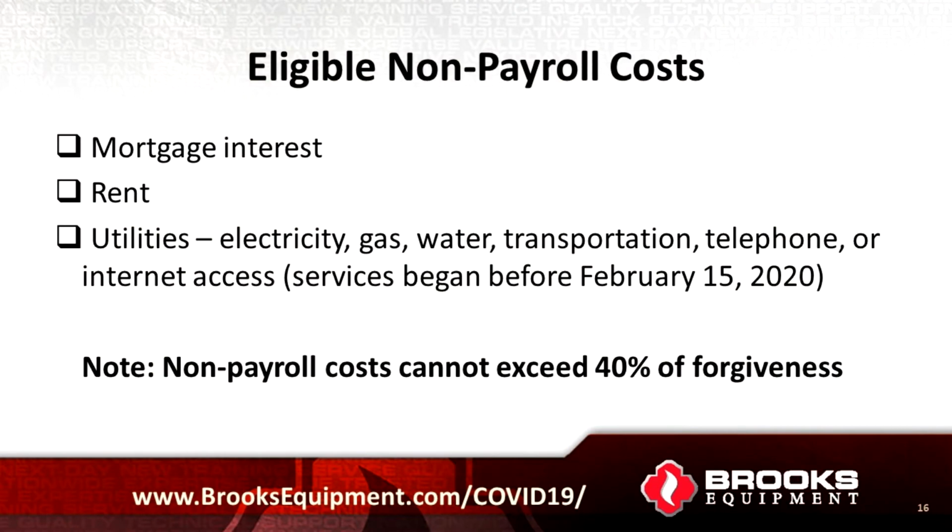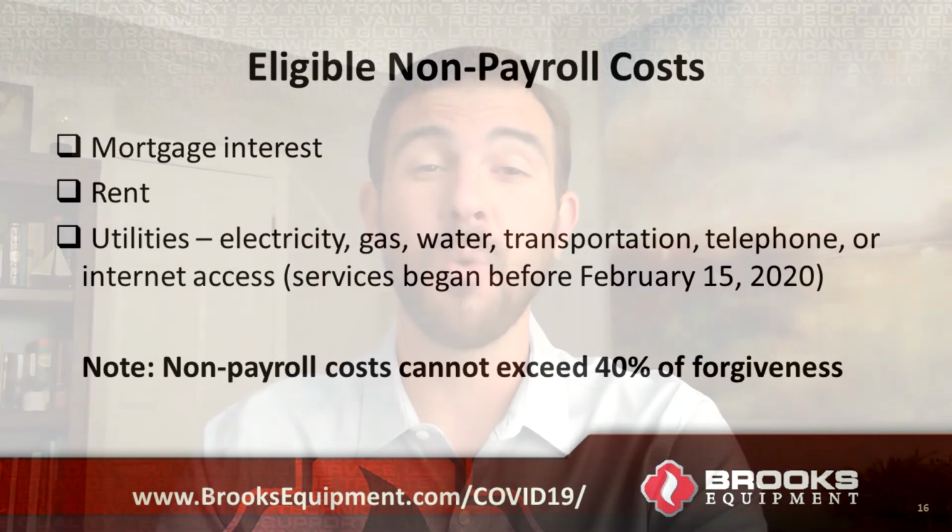Eligible non-payroll costs that can be forgiven include rent or mortgage interest and utilities. Mortgage obligations include any business mortgage obligation on real or personal property. Rent obligations include business rent or lease payments pursuant to lease agreements for real or personal property. Utility payments include electricity, gas, water, transportation, telephone, or internet access. All of these need to be in place before February 15th, 2020. And remember, eligible non-payroll costs cannot exceed 40% of the total forgiveness amount.